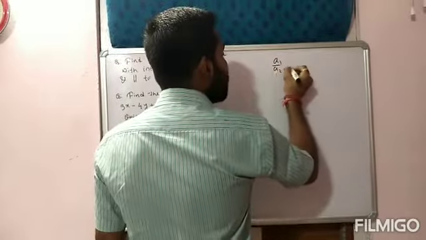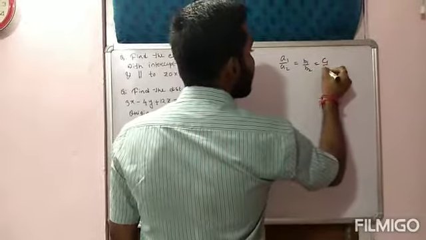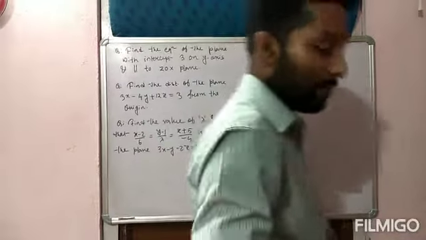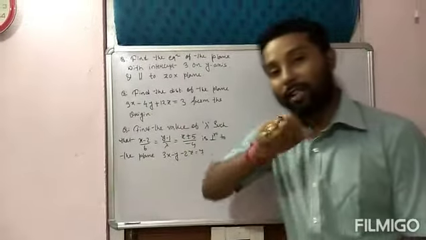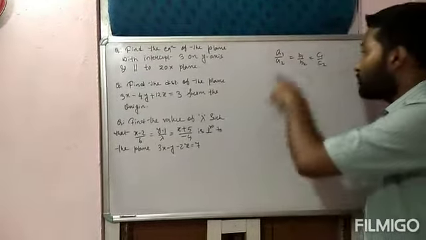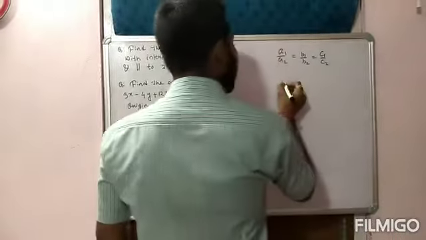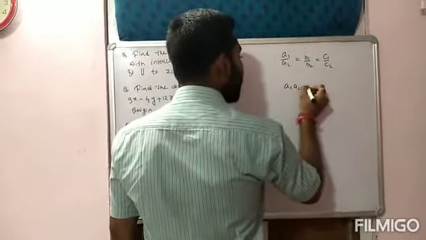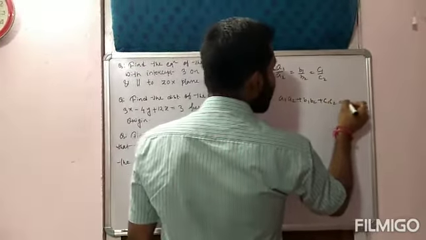A1 by A2 is equal to B1 by B2 is equal to C1 by C2. In the last class only I have given this condition. If a line and a plane are perpendicular to each other, then you have to use this condition. But if a line and a plane are parallel to each other, then the condition is A1 A2 plus B1 B2 plus C1 C2 is equal to 0.